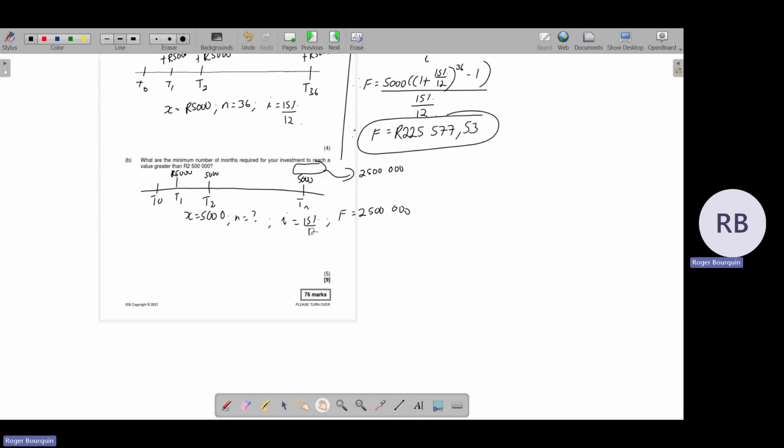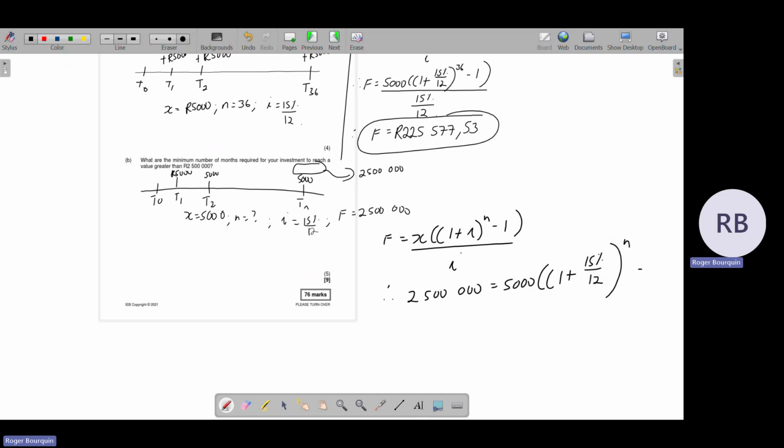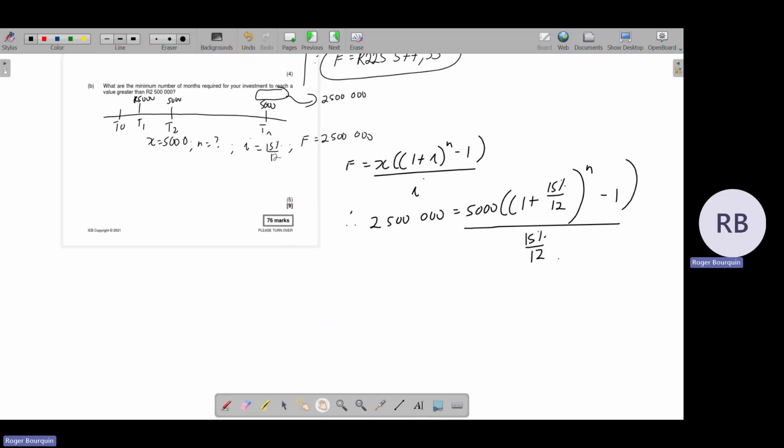So we're going to use the same formula again. Now, I've got 2.5 million is equal to 5,000 times 1 plus 15% over 12, to the N, which is what I'm looking for, minus 1, all over 15% over 12. So at this point, what could I do to solve that? You could use the solve function on the calculator. But let's just use logs just to be sure. It is worth 5 marks.